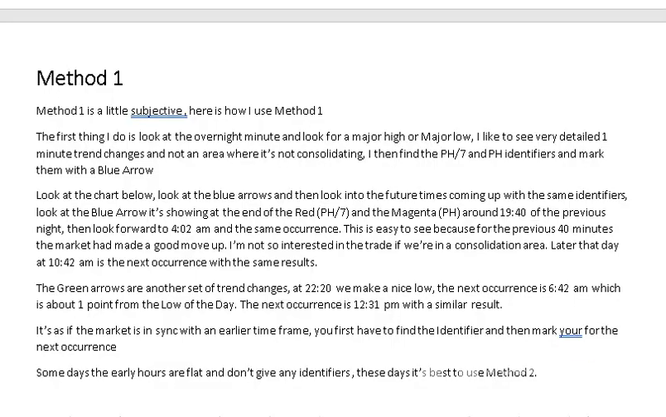Here's the method 1 description. You can read that. This one is a little more subjective, but we just tend to look at the major highs and lows of the overnight chart and project those forward. So if you want to read that description, you can pause the video. I'm going to move to the chart here.